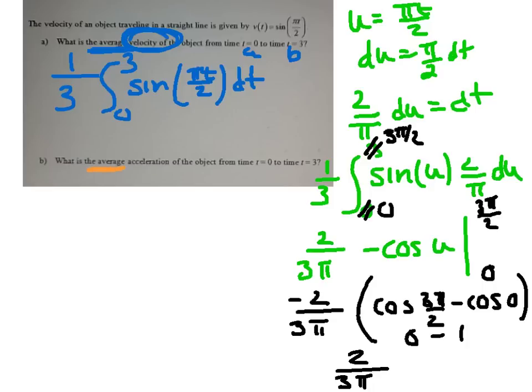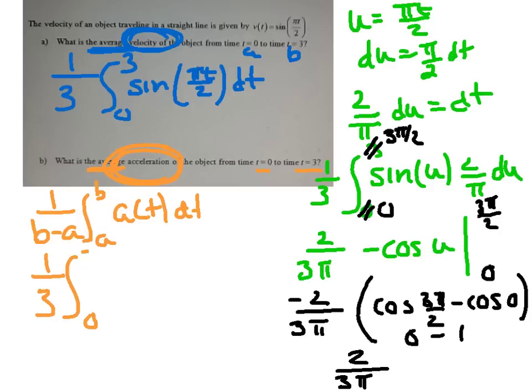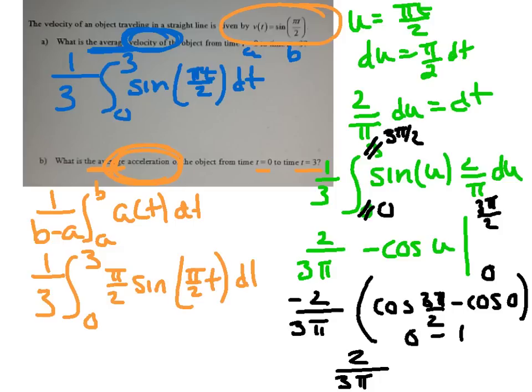I see that word average again, so I'm going to my 1 over b minus a, integral of a to b. Now who am I finding the average of? Well, it says it right there, acceleration. All right, from 0 to 3. So I've got my 1/3, 0 to 3. Now they don't tell you acceleration, so you actually can go get it. To get acceleration, I'm just going to take the derivative of velocity. So I've got pi over 2 cosine of pi over 2t dt.